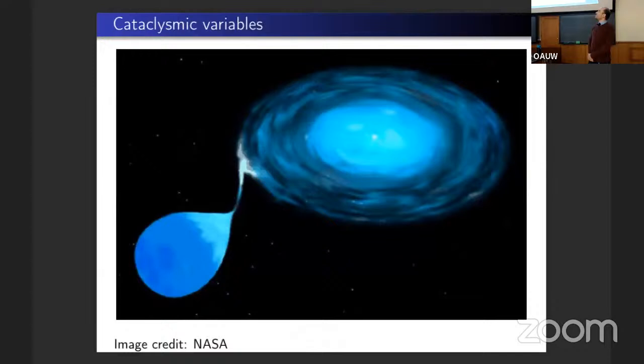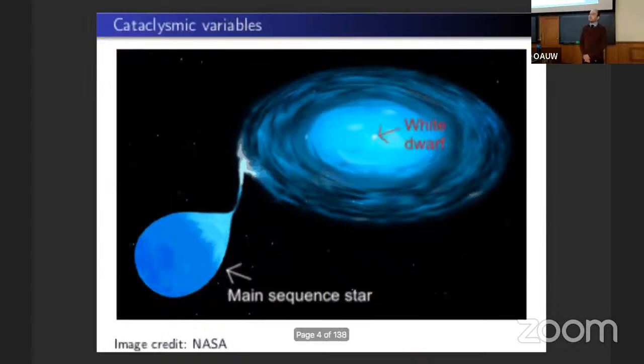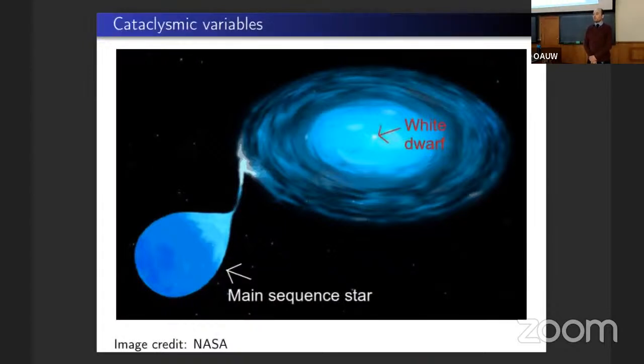Okay. Thank you. So as a short reminder, what is a cataclysmic variable? A cataclysmic variable is a binary star where a main sequence star is transferring mass onto a white dwarf. The accretion is usually, but not always, onto an accretion disk, and where the accretion stream hits the accretion disk, we observe a hotspot.